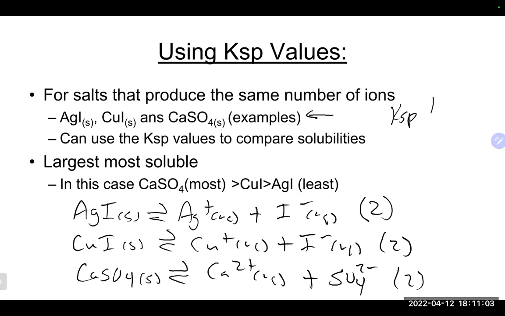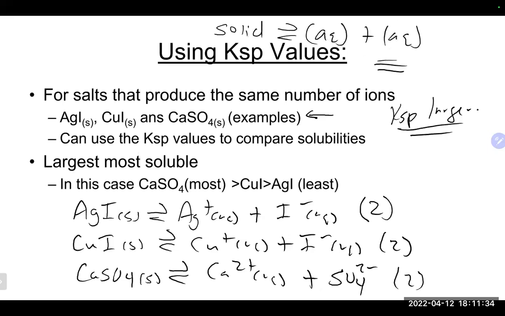A large K value means, when I reach equilibrium, do I have mainly reactants or products? Remember, Ksp is just a K value, right? So a large Ksp value means you mainly have products. And since all of these follow this equation, solid goes to aqueous ions, a larger Ksp means more products, which means more ions, and the only way to get ions is for that thing to be more soluble, right?